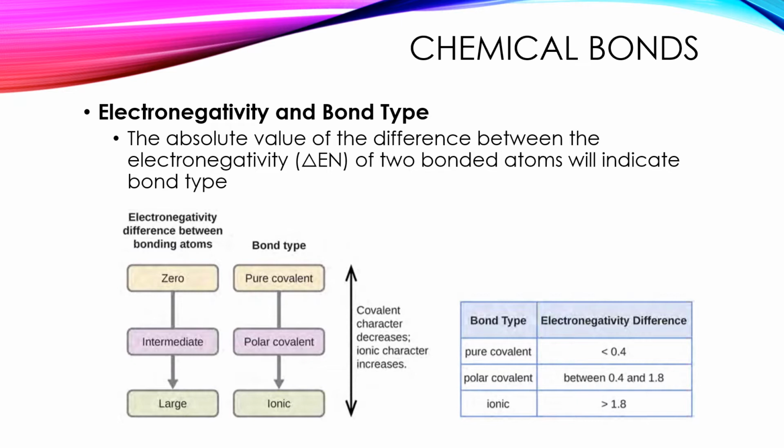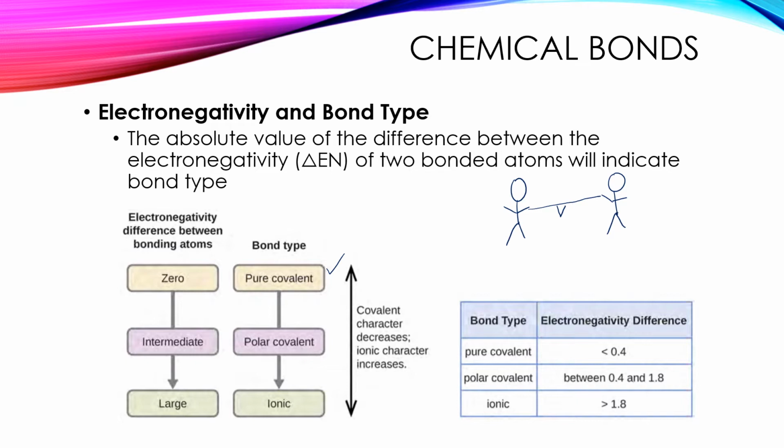And I think about this like tug of war. If we have two people playing tug of war, and they have the exact same strength, then neither one of them is going to be able to pull that flag closer to them. And so it's going to stay right in the middle. And so that's going to be our pure covalent bond. So just an equally shared bond. Neither one of them is pulling stronger, but it is being shared, so it is covalent.